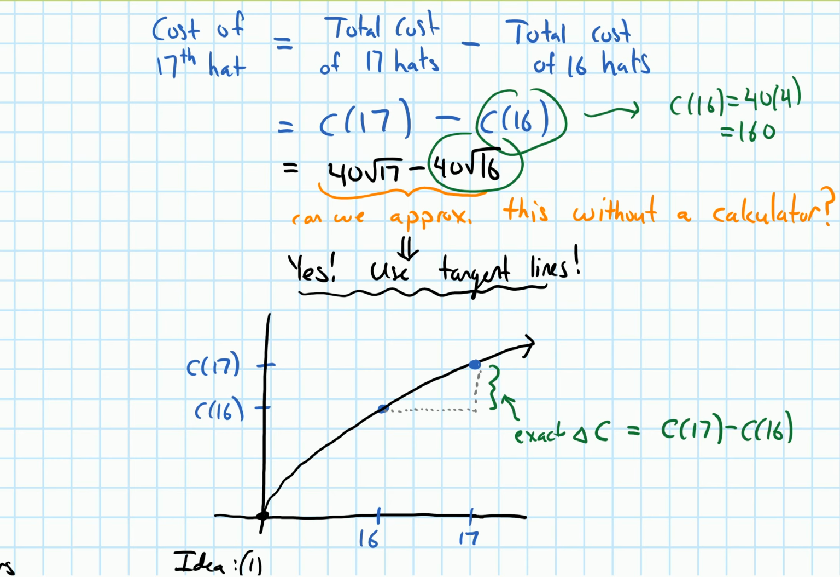So we know what's going on with our function at 16, because 16 is a nice value to plug into the function. So 16 is a "nice" value for our function, meaning I can plug 16 into the square root function, and I know what I get out. So I'm going to draw the tangent line at that nice value.